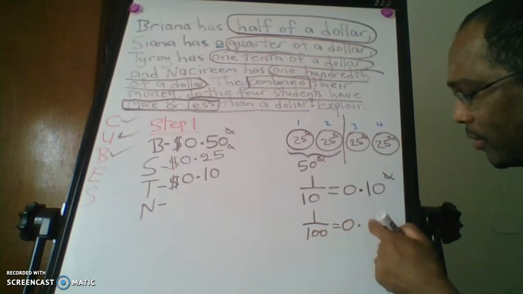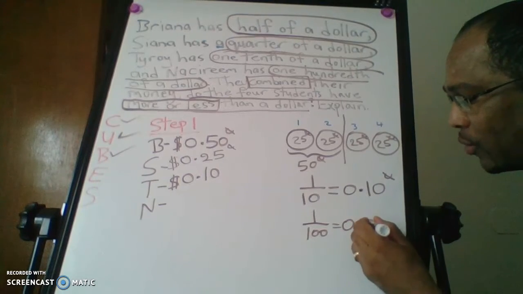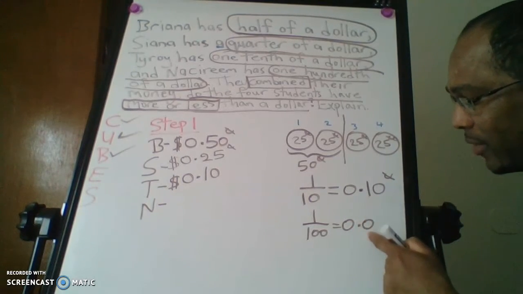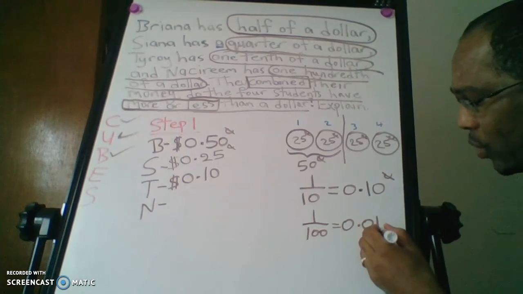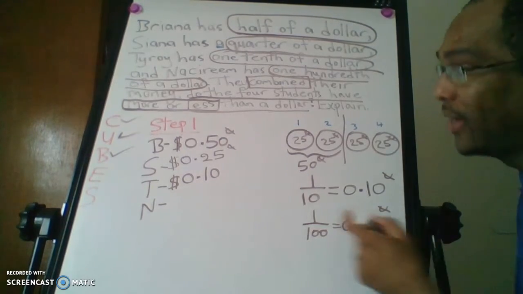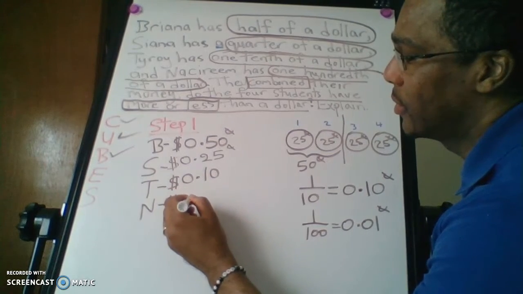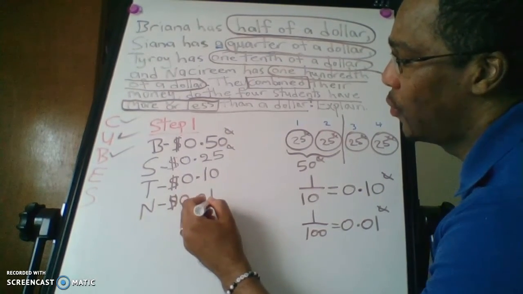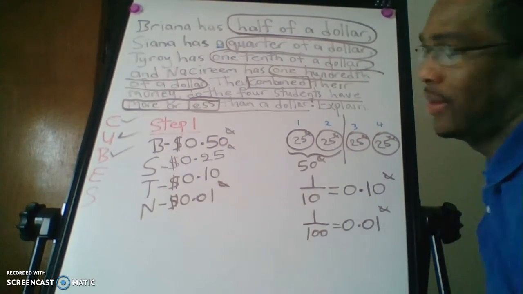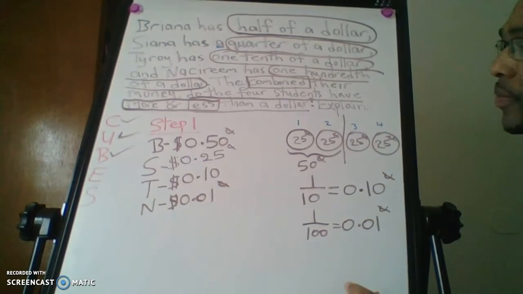The first one is the tens place, so the 1 shouldn't go there. So I'm going to put another 0 here to hold that place value for the tens place. And then I'm going to put the 1 in the hundredths place. And technically now, this is 1 penny. $0.01 is a cent or 1 penny. Okay, so this is step 1.